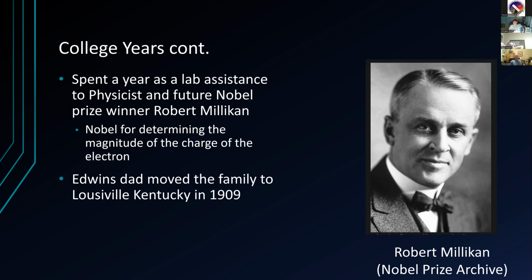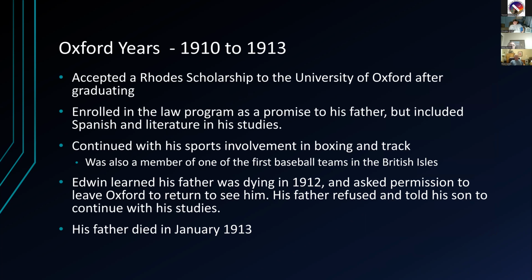So after graduating college, Hubble accepted a Rhodes Scholarship Award, where he went overseas to Britain and attended the University of Oxford for about 3 years. As a promise to his father, Hubble actually did not pursue astronomy here and continued into the law programs. But he excelled also in Spanish and literature studies. Again, keeping up with his athleticism, he did participate in many boxing and track events, and by one account was also a member of one of the first baseball teams in the British Isles. So very outdoorsy person.